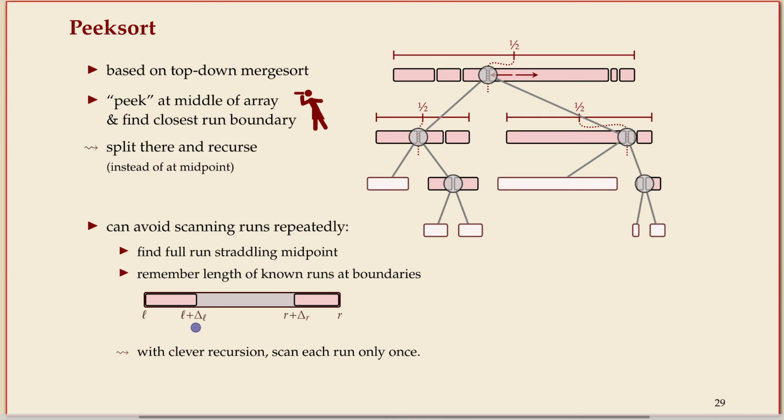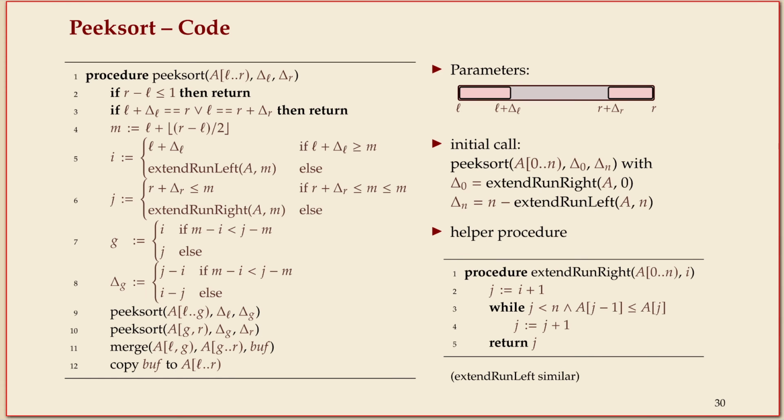We additionally have to remember if there are detected runs on either side. We remember how long they are. If you do that, then you can do a clever recursion. I know this looks wild, but it's not actually complicated code. It's just a few steps of arithmetic. So the whole trickery is just keeping track of the lengths of left and right runs that you've already seen, to not detect them again.